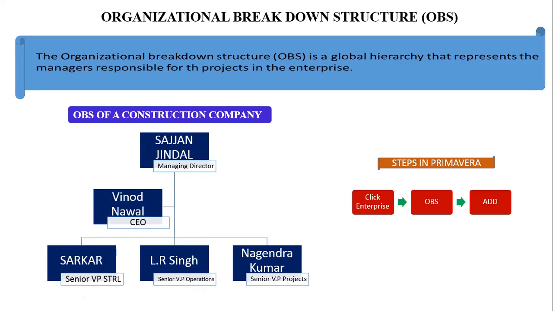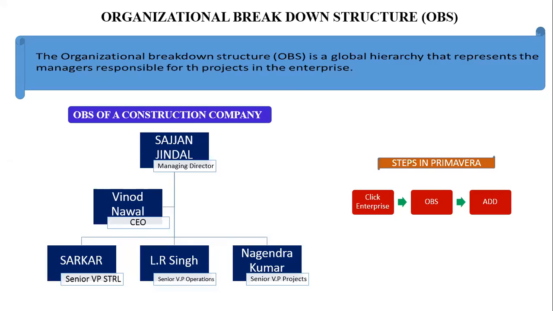Everyone got this? Yes, sir. OBS generally involves the designation of the hierarchy. See here, managing director, CEO, and senior VPs. We have three senior VPs over here: VP structural, VP operations, and VP projects. VP is vice president. This is the organization structure.